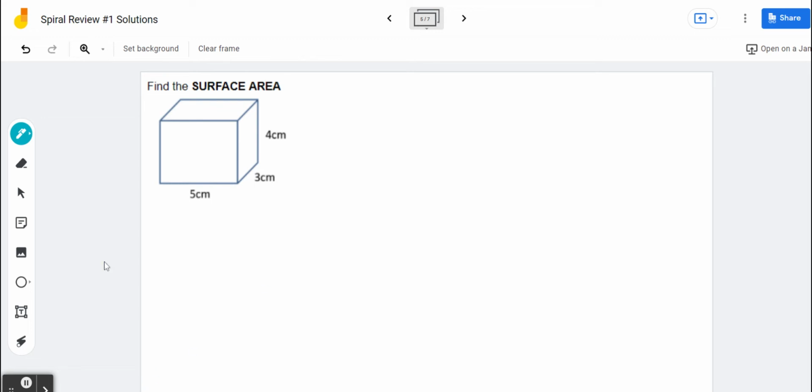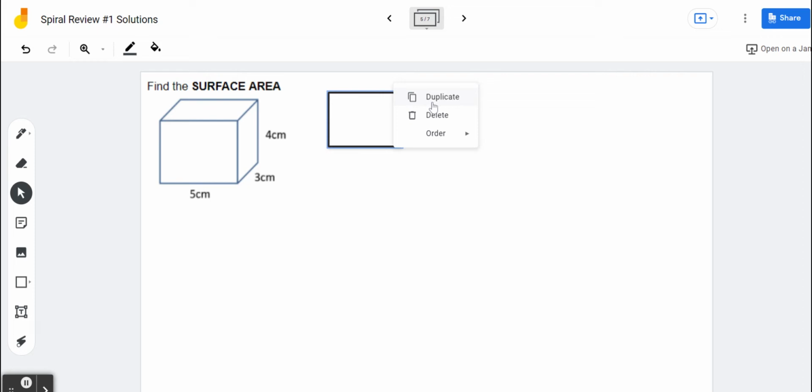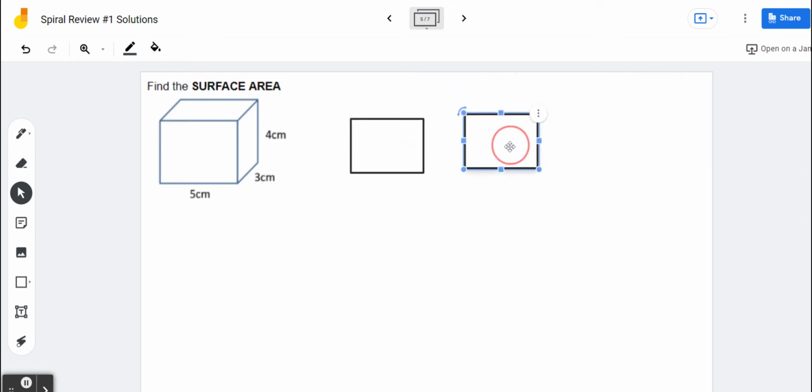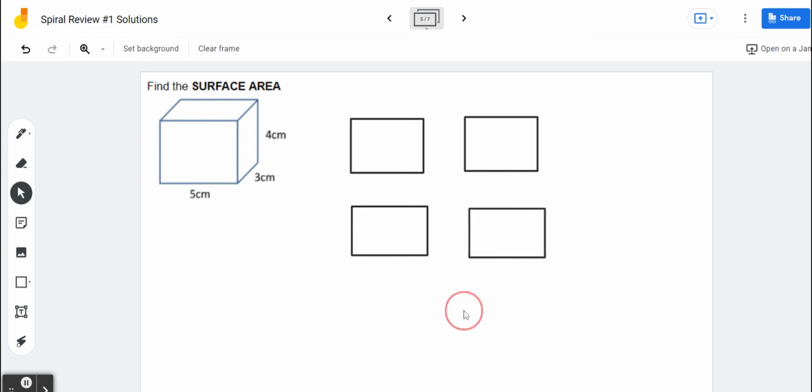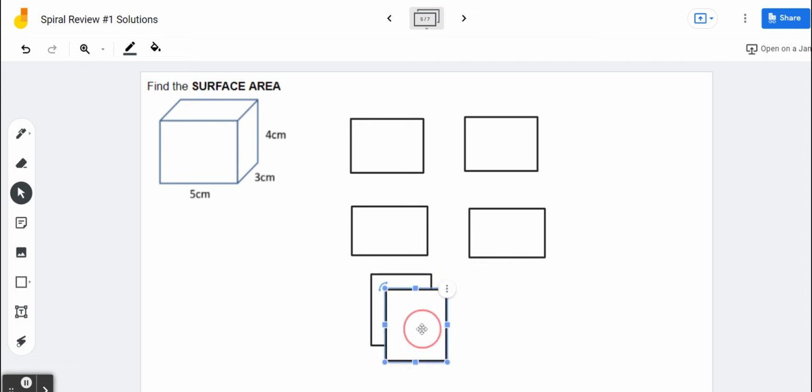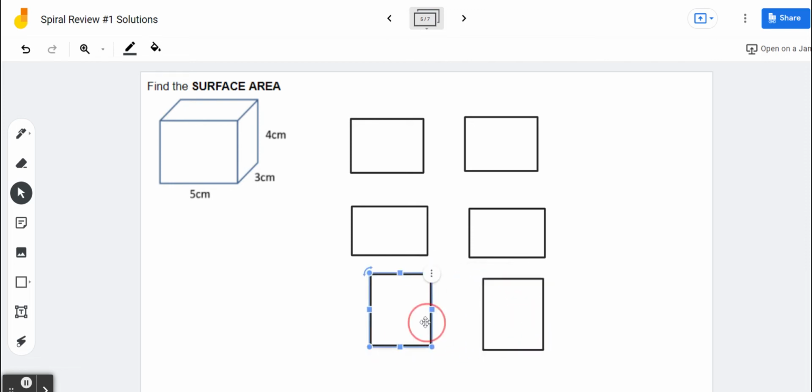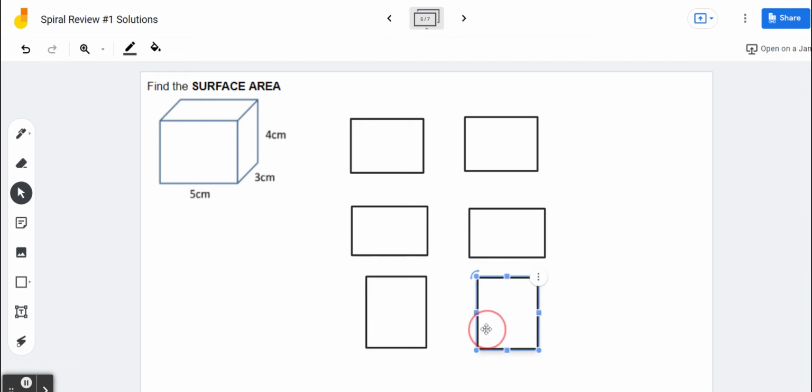So if you remember, surface area is where we draw each side. So this is going to be the front. That means there's a back piece to it. Then I'll do the left side. That means there's a right side. And then the top, that means there's a bottom. So since the cube has 6 sides.